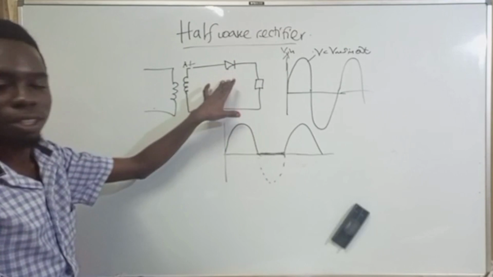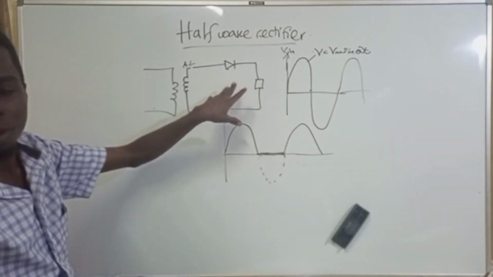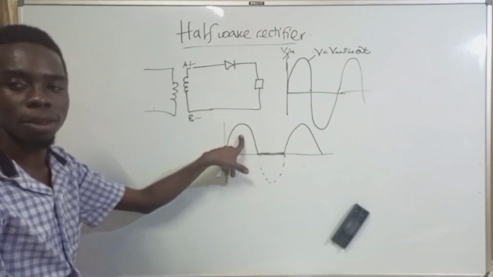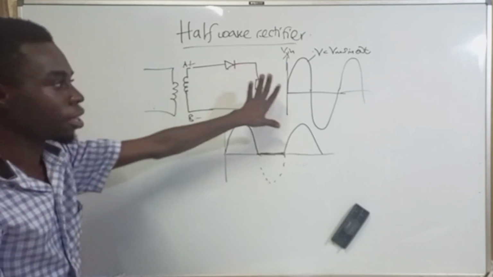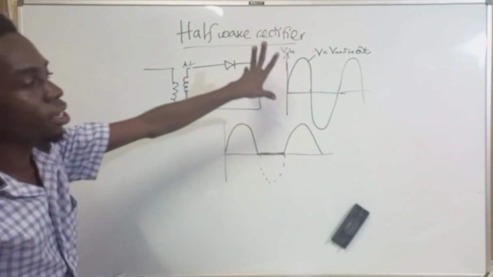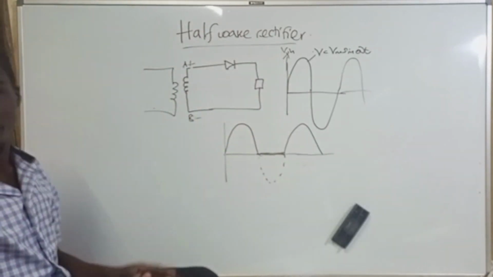That the output is only receiving power during the positive half cycles, and it is not receiving any power during the negative half cycles.